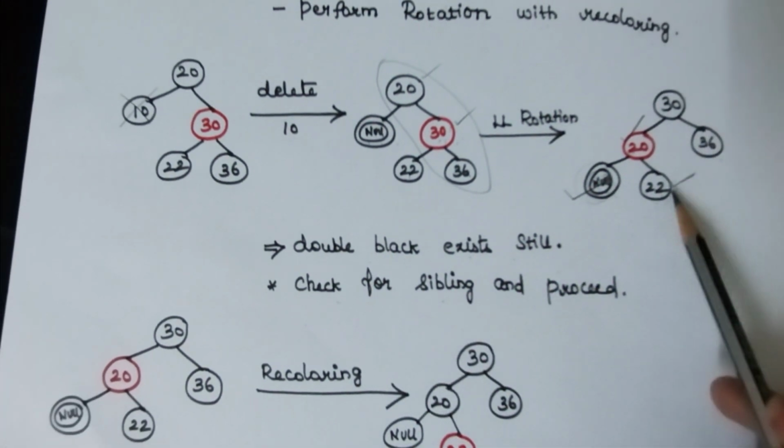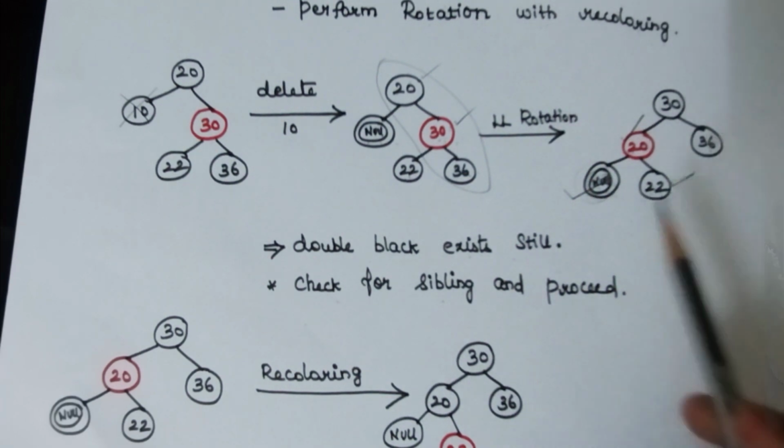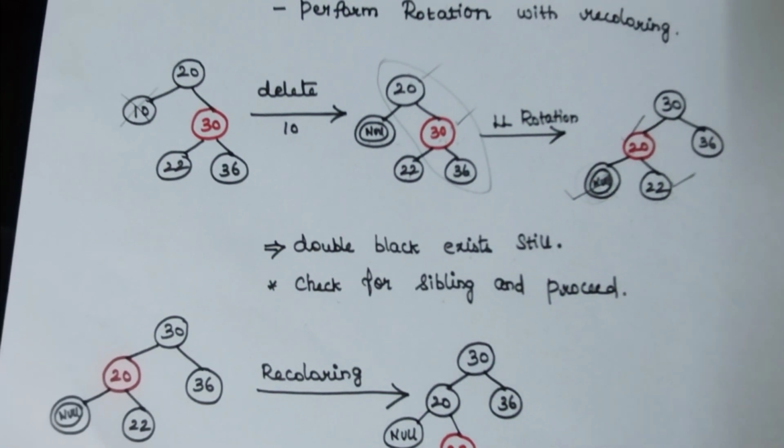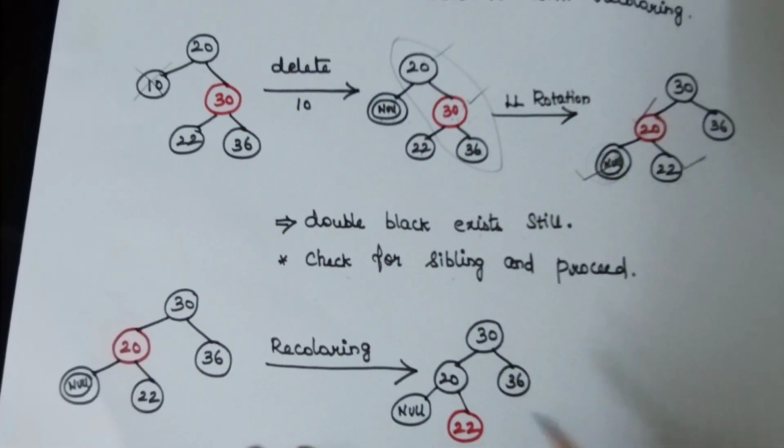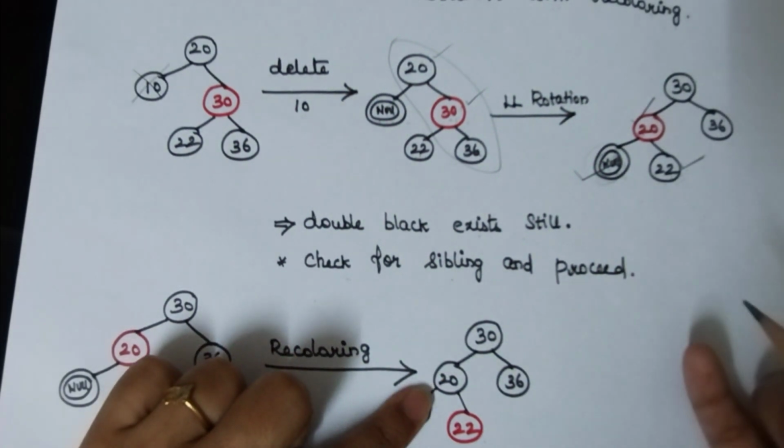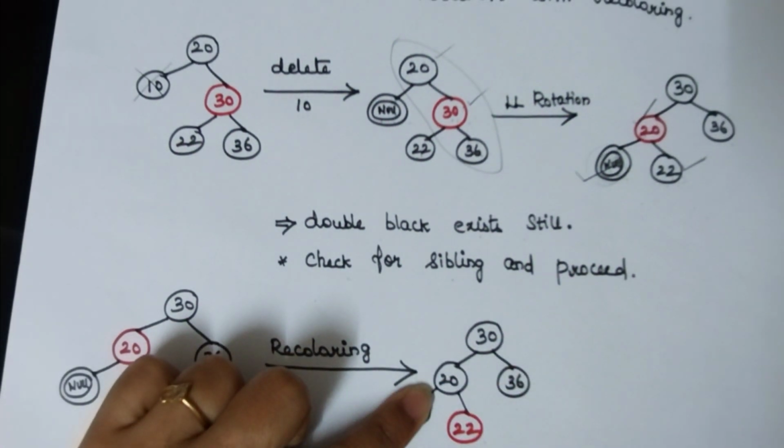It is black. 22 is the sibling and it is black in color. What is the child node of the sibling? No child at all. So if no child, we perform recoloring on 20. So 20 red becomes black and 22 black becomes red. You can see this double black becomes single black, so now this gets ignored. This is my final tree after performing the operation, and now the tree is also balanced.